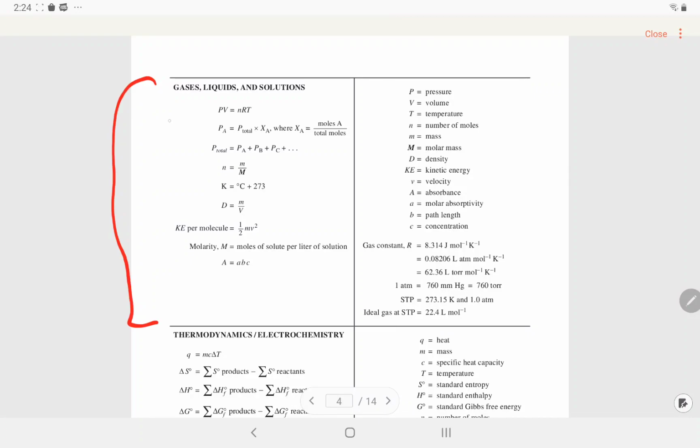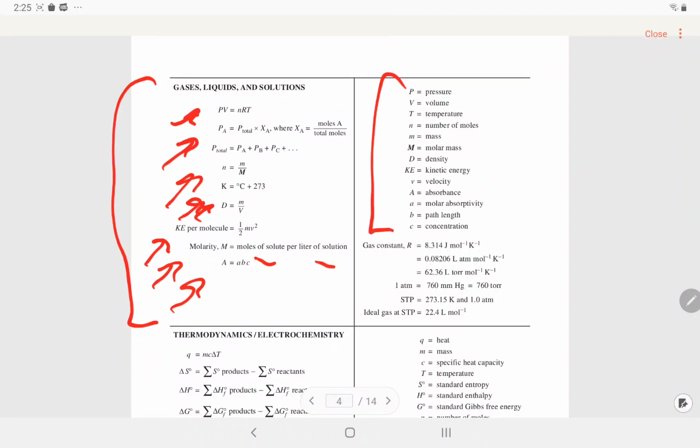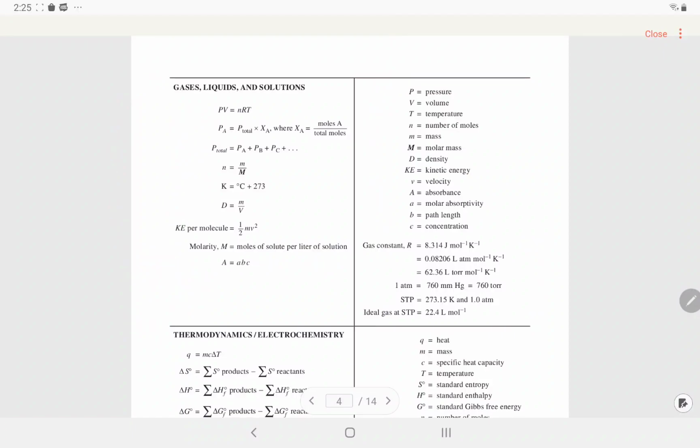We have the ideal gas law equation, PV equals nRT, the partial pressure equation there, molar mass, the conversion for Celsius to Kelvin, densities equation, kinetic energies equation here, Beer's law, molarity, what it means, moles divided by liters, moles per liter there. And then they give you what all those symbols mean here, as well as the constants that you'll need for the equations.